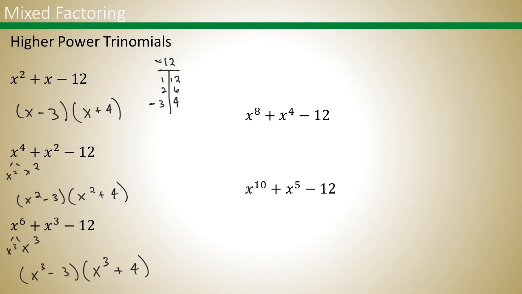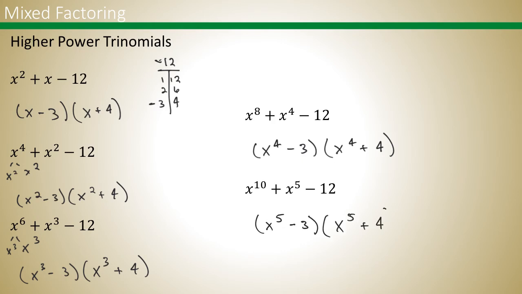Okay. And this next one is just going to be x to the 4th minus 3 and x to the 4th plus 4. And then the last one would be x to the 5th minus 3 and x to the 5th plus 4. Okay, so something that we must notice here is that this middle term, the degree is always half of this one. And you notice that 2 is half of 4, 3 is half of 6, 4 is half of 8. Okay, so this is always going to work.